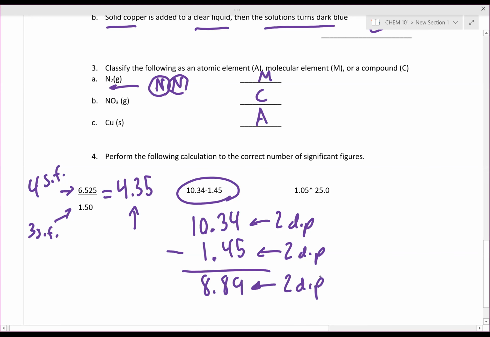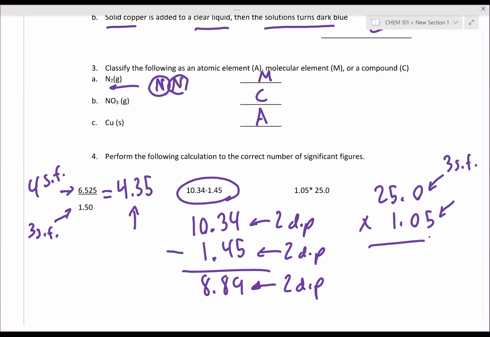Okay, this last example requires a little bit of careful rounding. So if we have 25.0 times 1.05, what do we care about if we're multiplying 2 numbers together? Sig figs. And both of these numbers have how many significant figures associated with them? 3. Both of them have 3 significant figures. So our final answer should have how many sig figs? 3. So let's punch that into our calculator.